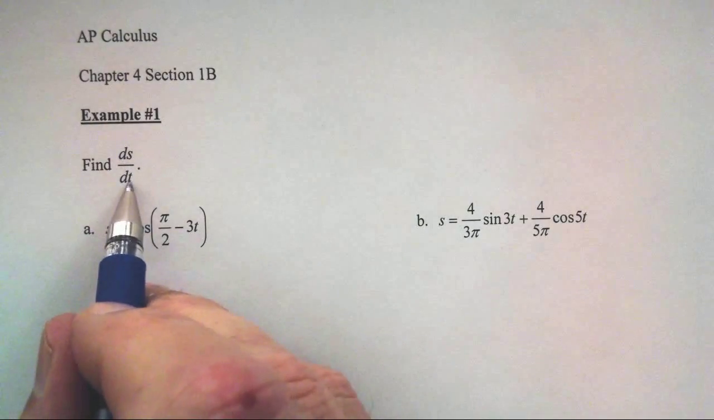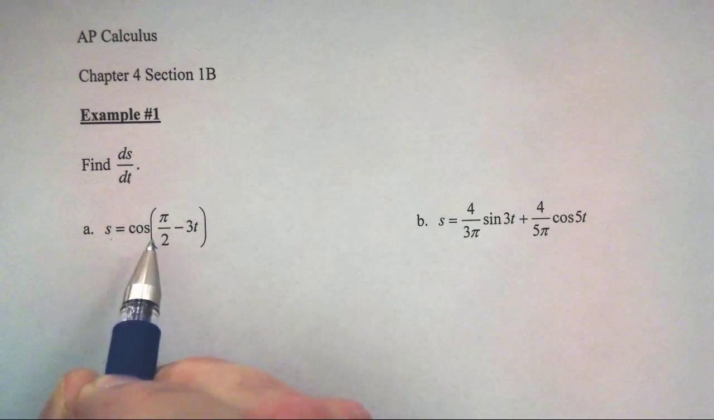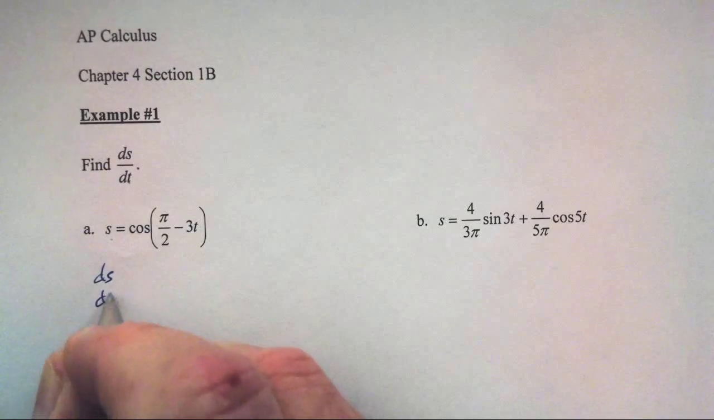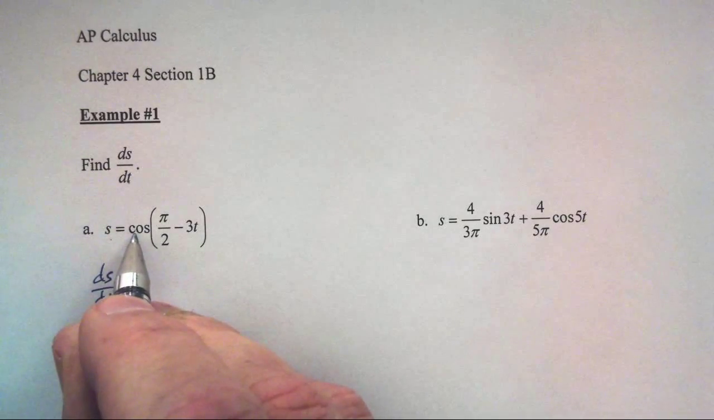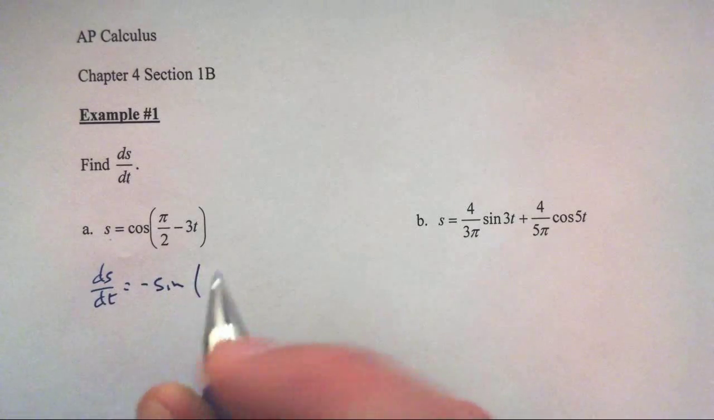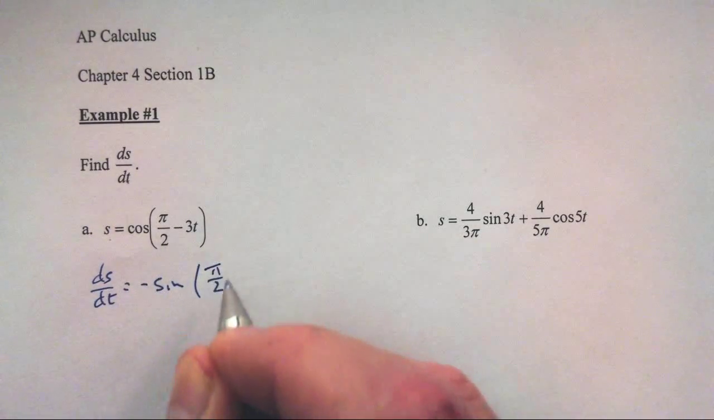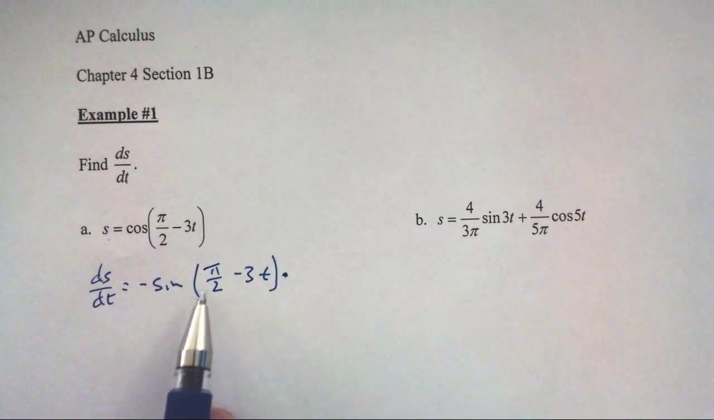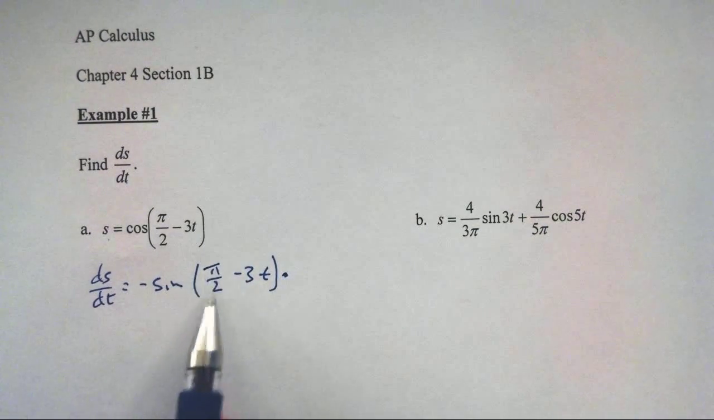We're going to find ds/dt, so the derivative of function s with respect to t. I have a mother function here. So ds/dt: treat the mother, derivative of cosine is negative sine of, leave the baby alone, and then treat the baby. Don't forget, pi is not a variable. This is just a constant.